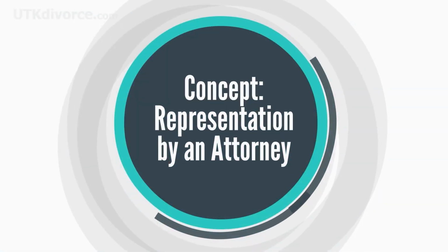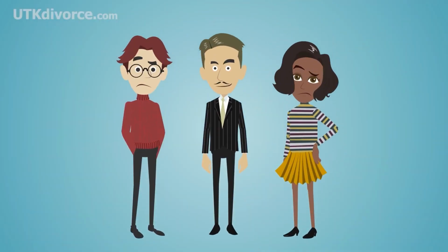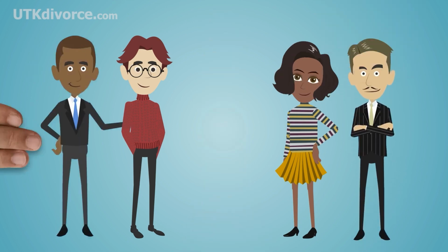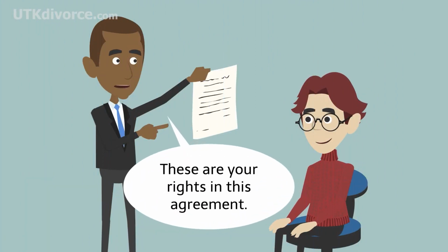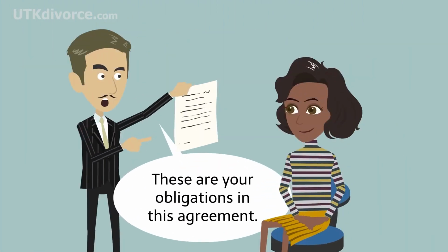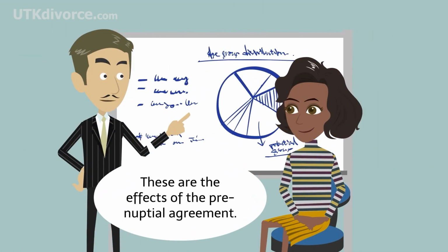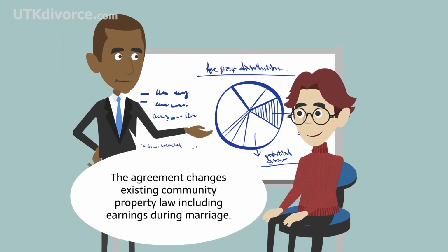Representation by an attorney. Each party should be represented by an attorney. The parties cannot share a joint attorney. They must have separate attorneys. Each attorney must explain to each party their rights and obligations under the prenuptial agreement. The attorney will explain to their respective client the effect of the prenuptial agreement, especially what each party is giving up, and if the prenuptial agreement changes existing community property law, including earnings during the marriage.